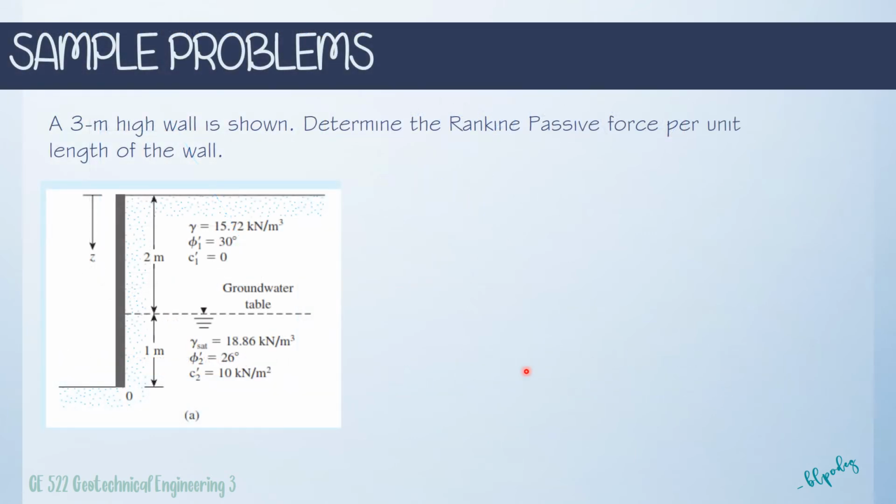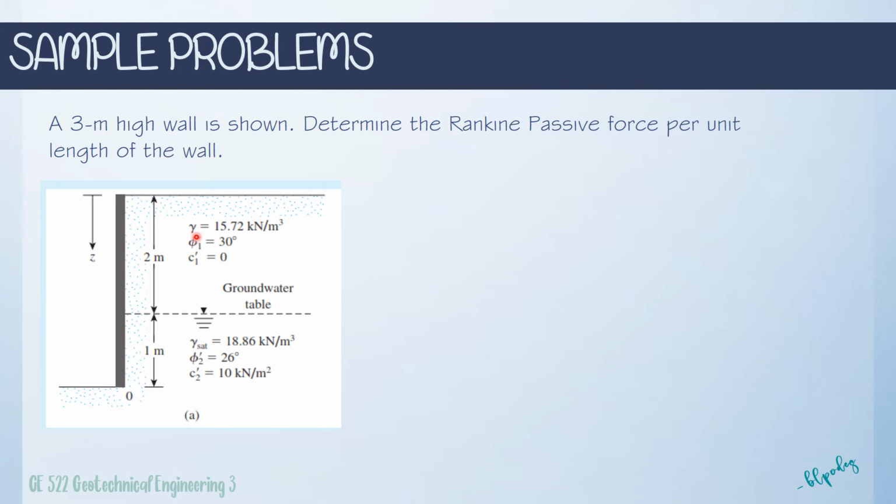Okay, so let us consider a sample problem. A 3-meter high wall is shown. So this is a retaining wall, 3 meters in height, and determine the Rankine passive force per unit length of the wall. So notice that we have 2 layers of soil. We said it's 2 layers because first and foremost, the first layer is dry, we assume, because we have here the presence of the groundwater table. So on this part, it's saturated. On this part, it is not saturated.